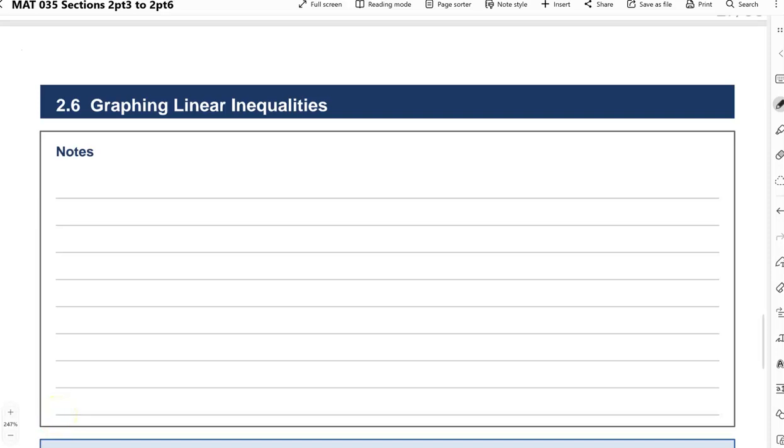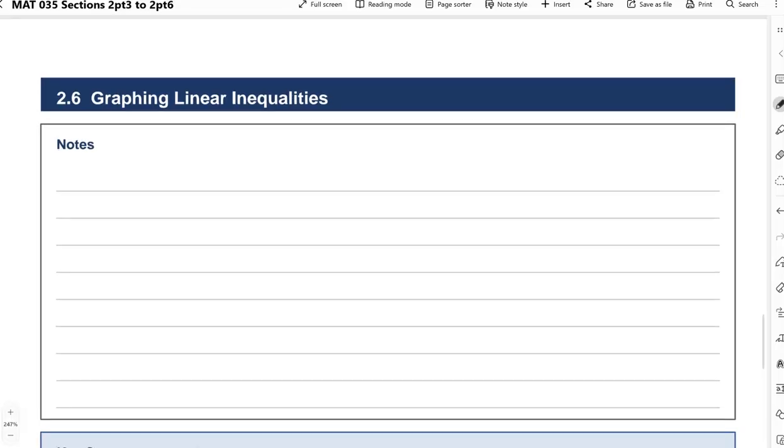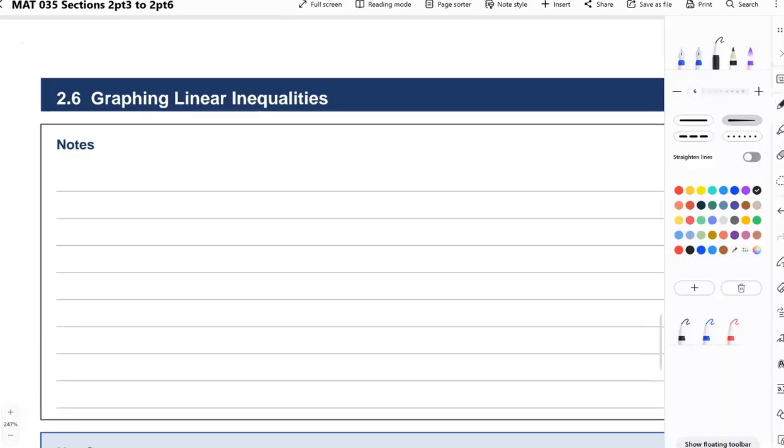In this section, we're going to talk about how to graph linear inequalities. So we're talking about graphing something like y is less than or equal to 3x plus 2, or maybe we're looking at something like y is greater than 4/3 x minus 1. Okay, you always got to start with slope-intercept form.